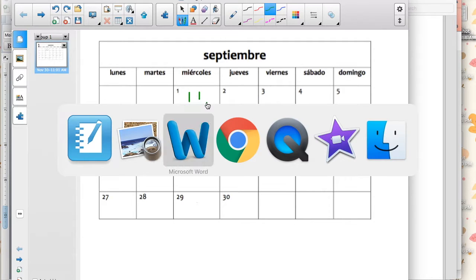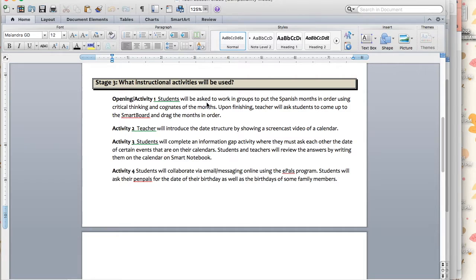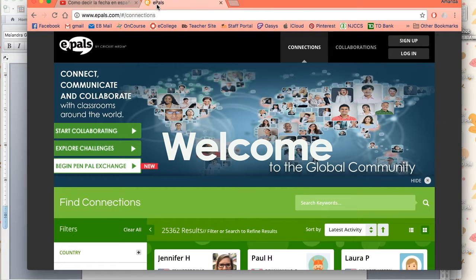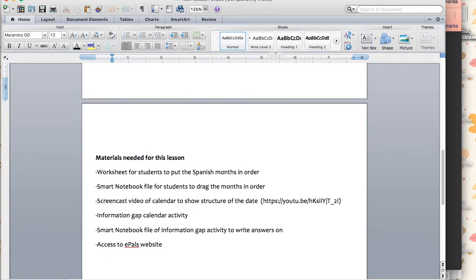After that, students will be given a Chromebook or some other kind of laptop, and they will be communicating via the ePals program. And the point for this is that they're supposed to ask someone who speaks Spanish as their first language when their birthday is, and they're going to respond with their birthday in Spanish as well. So it allows them to practice the structure of the date in an authentic way while engaging in interpersonal communication.